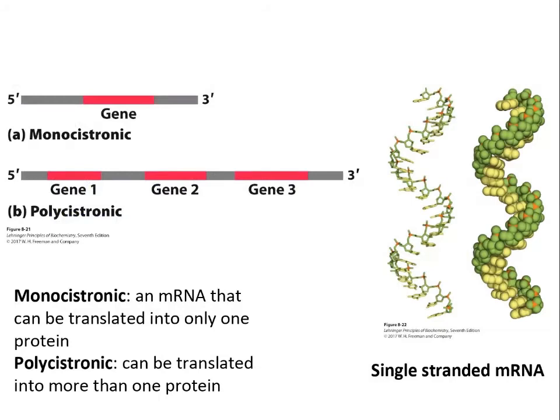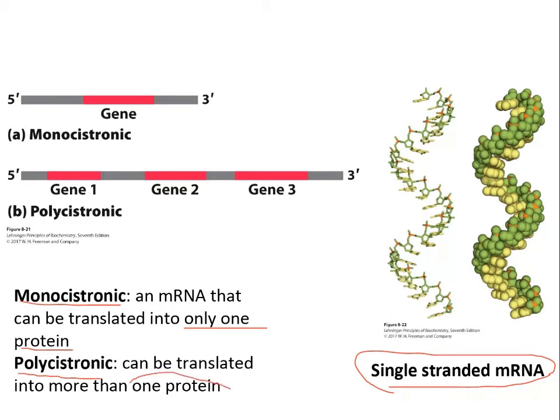This is the single-stranded messenger RNA. This is the three-dimensional structure. The messenger RNA can be monocistronic or polycistronic. Monocistronic mRNA codes for only one protein. Polycistronic encodes for more than one protein.